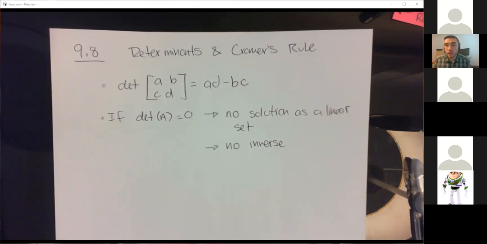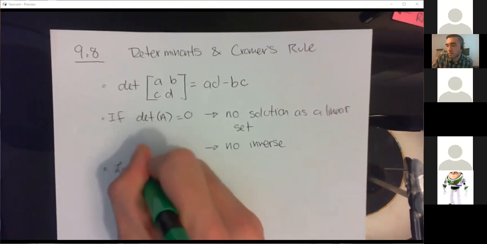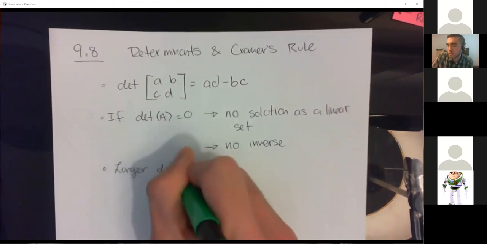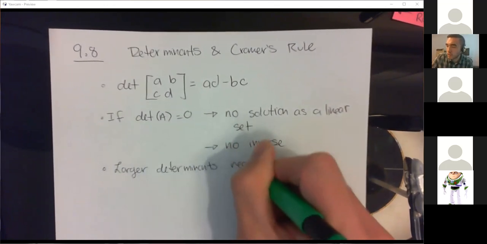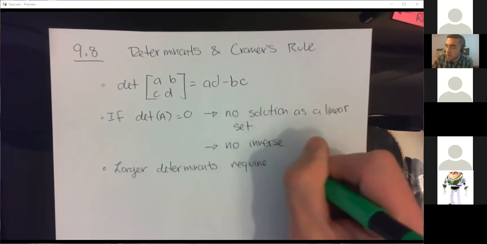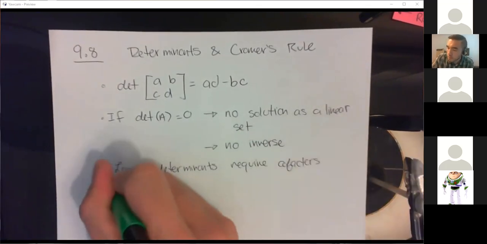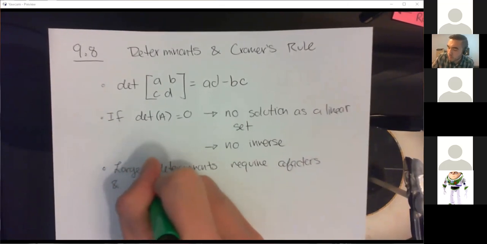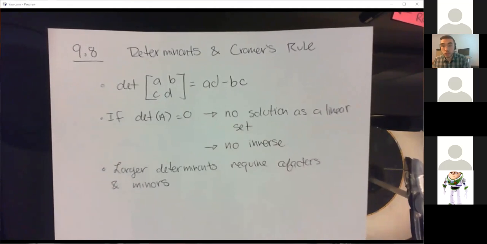For the determinant of a 3 by 3 or any bigger matrix, so for larger determinants, require our system of cofactors and minors. And I'm not going to notate that because we did that in the warm-up. You could look at the notes for that technique. It is long and difficult.